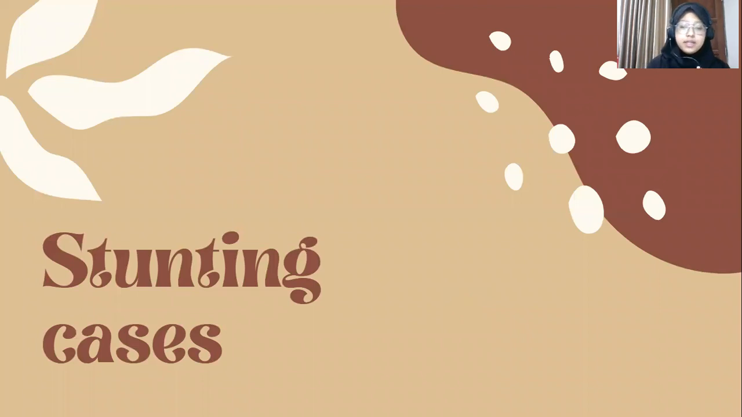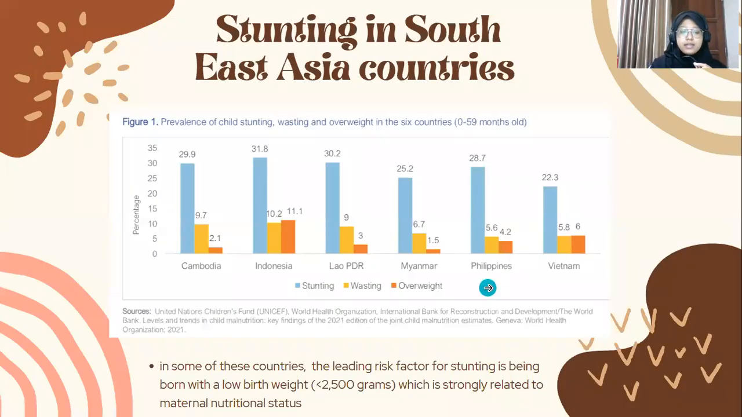Why should we study stunting? We're going to talk about stunting cases, specifically in Southeast Asia, because our country, Indonesia, has the highest percentage of stunting cases in Southeast Asian countries. So, stunting in Southeast Asian countries. In some of these countries, the leading risk factor of stunting is being born with a low birth weight, under 2,500 grams, which is strongly related to maternal nutritional status.